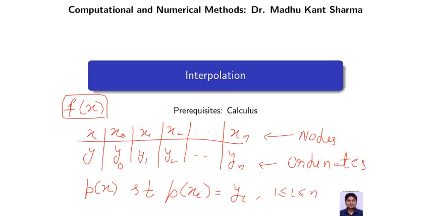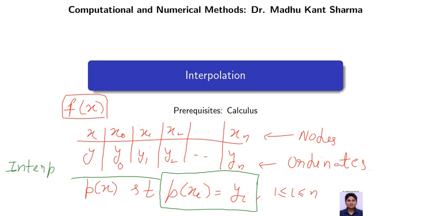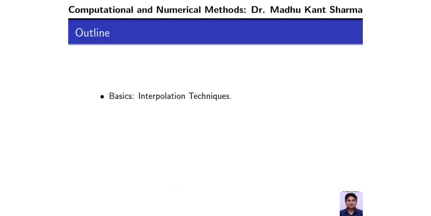So this condition is called the interpolating condition. Okay, so with this idea we are going to proceed further. The outline for this unit is that we are going to learn some basic interpolation techniques and the corresponding error analysis for them. Okay, right.